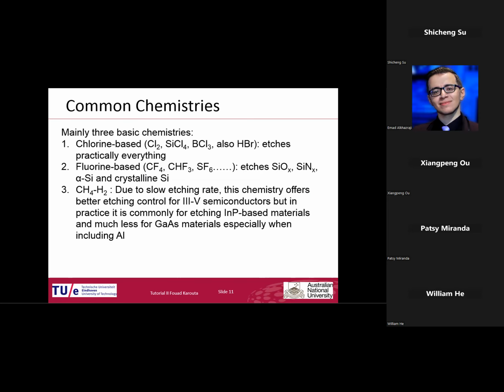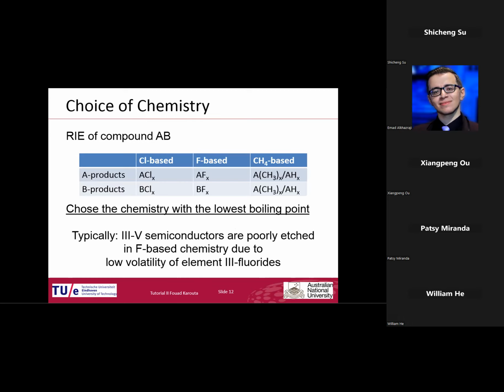So here I want to talk about how you choose your chemistry. Suppose you want to etch a product AB, that can be anything. We just leave it as AB. And so you can consider the three scenarios. If you use a chlorine-based chemistry, you will have a product with A and ClX, B and ClX. With a fluorine, it will be AF. And with methane-based, it will be with trimethyl or hydride.